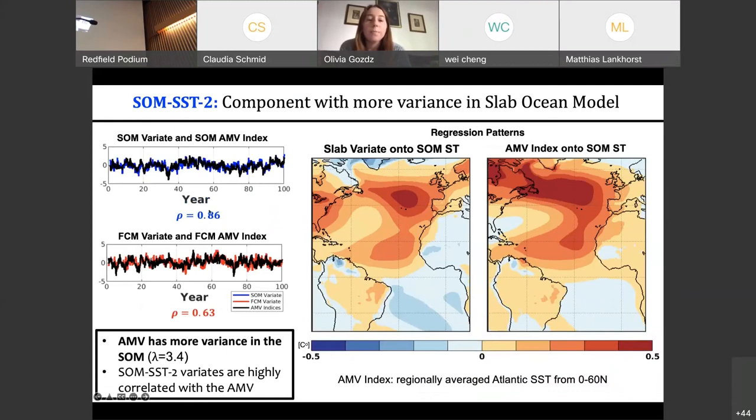the relationship of this mode to the AMV. So we quantified the AMV index in the fully coupled model and slab ocean model as the regionally averaged Atlantic SST from 0 to 60 north, and overplotted that with our variate. So you can see for the slab ocean model variate and the slab ocean model AMV, there's a high correlation at about 0.86. And it's pretty convincing that what is being picked out by CDA is the AMV. The fully coupled model variate and fully coupled model AMV are pretty highly correlated as well, but not as strongly correlated as in the slab ocean model. So this suggests that the AMV has more variance in the slab ocean model.